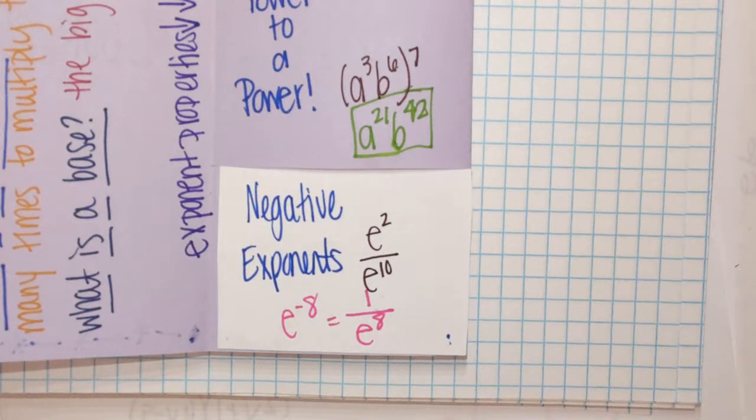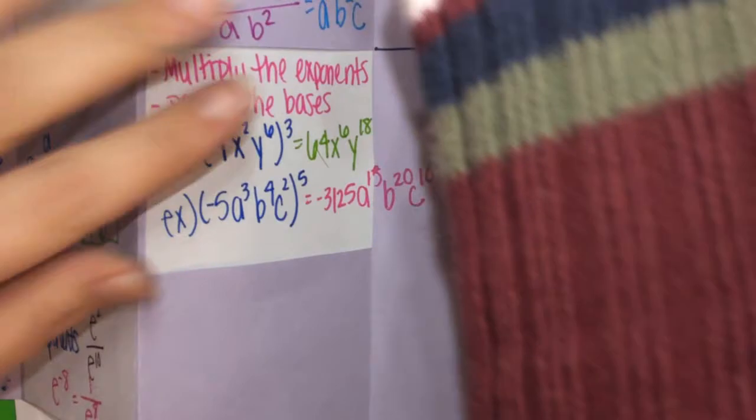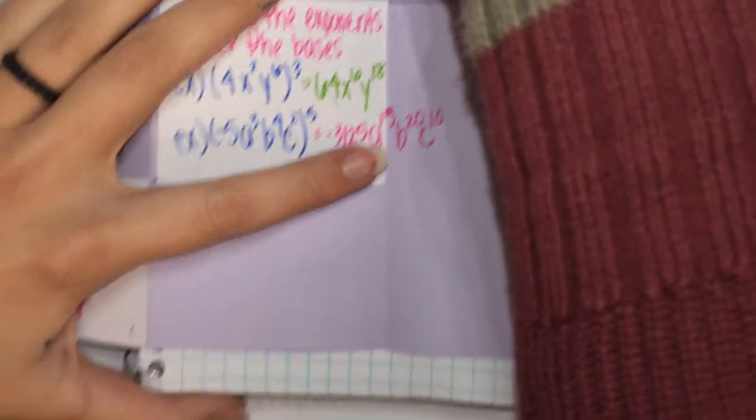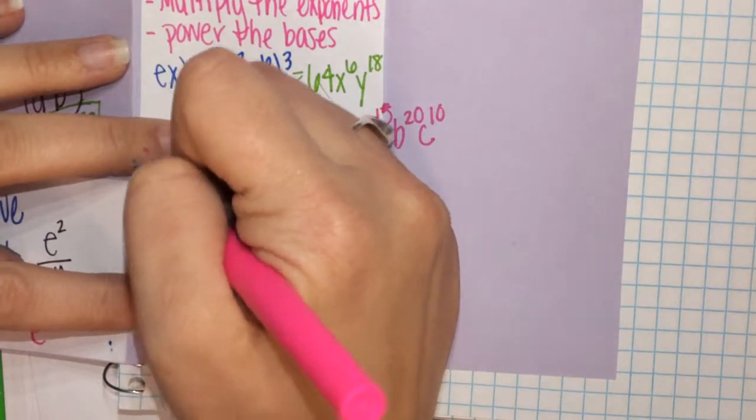Oh my gosh, guys. Okay, so now let's look at a problem. And I want you to tell me which one we're going to flip and which one we're not. So when you have negative exponents, flip it.